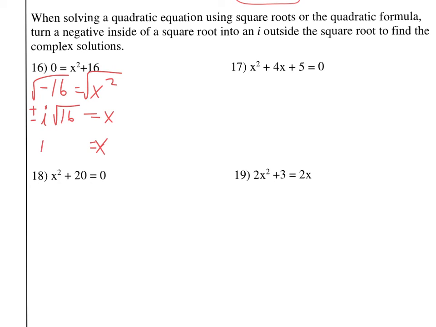So I'm going to call this x equals plus or minus 4i now. So if it was x squared equals 16, I would get plus or minus 4. Now if it's negative 16, I would get plus or minus 4i.